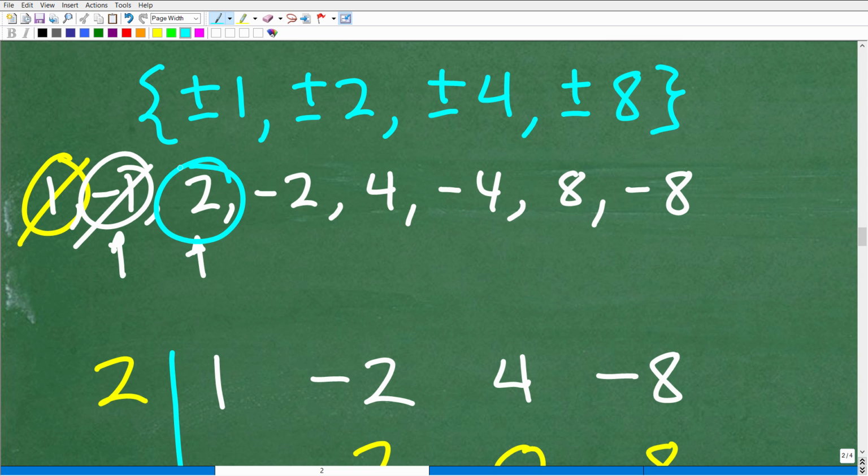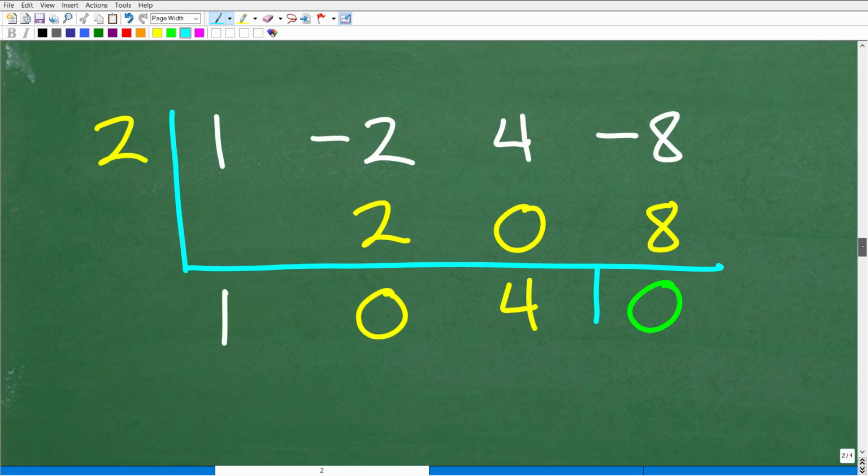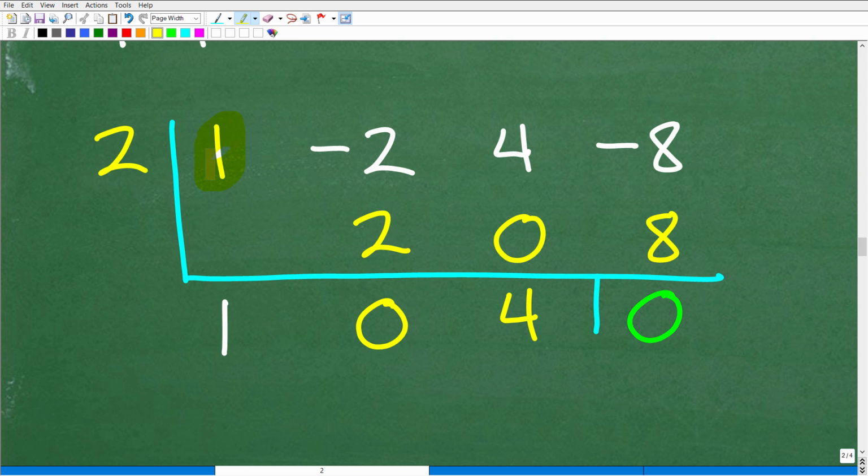Remember in the beginning of the video, I gave you the answer, and 2 was a real number solution. So we know that this is a solution, but let's suppose we didn't know that, and we're going through our lovely list, and now we run into 2. So let's go ahead and try 2. Again, we start with this 1. We drop it down, and then we go 2 times 1 is 2. We put our answer here, add down. Negative 2 plus a positive 2 is 0.